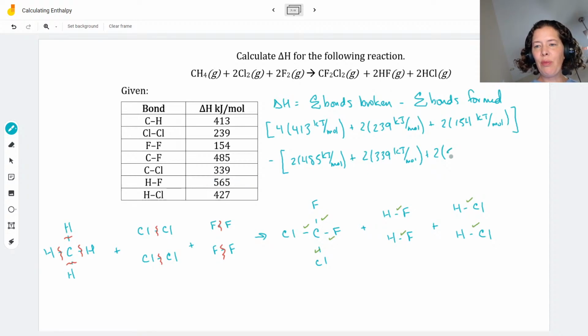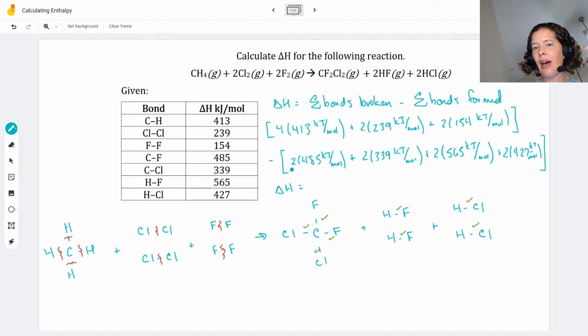Again, I'm just pulling from my table here. These are not numbers that you would ever be expected to memorize, although if you do a lot of these, you might find that you inadvertently memorize them. And I have 2 hydrogen-chlorine single bonds. So this is a 2 and a 427 kilojoules per mole. Oh boy, I'm squeezing again. Okay, and brackets. And just like I did with products minus reactants, I like to have at least one simplifying step.